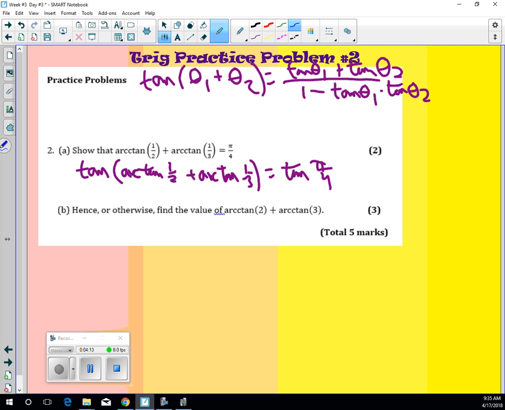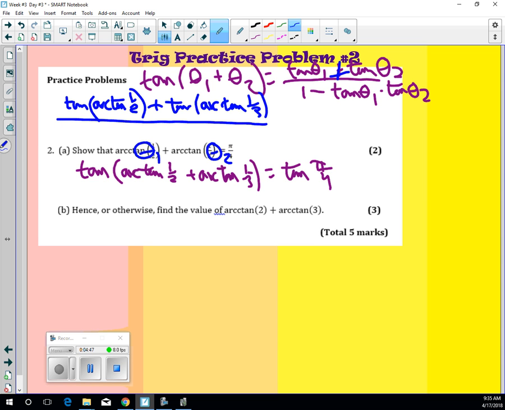Okay, first thing that we're going to do: the tangent of theta 1 is the tangent of the first one. This is like my theta 1, this is like my theta 2. So this is like the arc tangent of 1/2. By the way, what's the tangent of the arc tangent of 1/2 going to be? 1/2 plus the tangent of the arc tangent of 1/3, over 1 minus the tangent of the arc tangent of 1/2 times the tangent of the arc tangent of 1/3, equals the tangent of pi over 4.